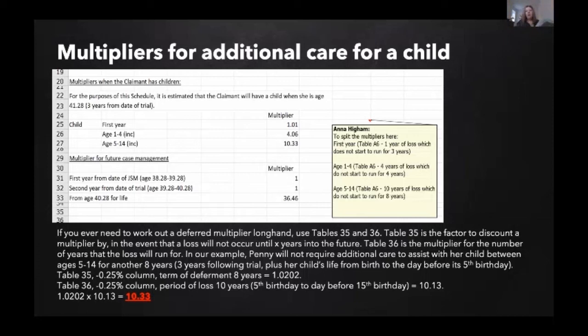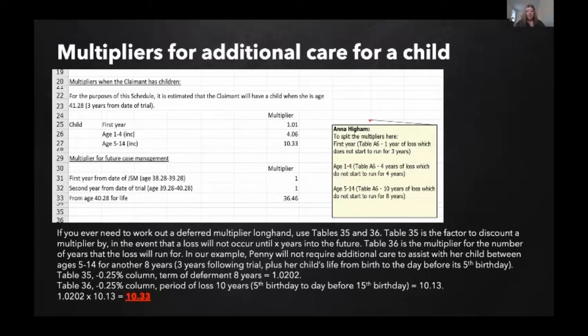Hopefully you do have a copy of table A6 in front of you, so you will know what I mean when I say if you look down the left-hand column of the table, it says years of loss. And across the top of the table, it says years before loss starts to run. Childcare losses are as follows. The first year of the child's life is 1 year of loss, but it will not start to run for 3 years.